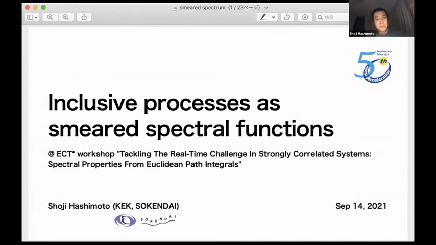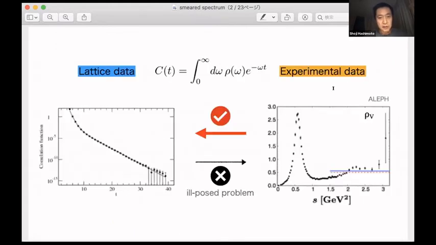I'm discussing a slightly different perspective. I am not going to try to solve the inverse problem, but I still want to find the physics applications of the spectral function. So let me start with the general introduction that everyone shares.